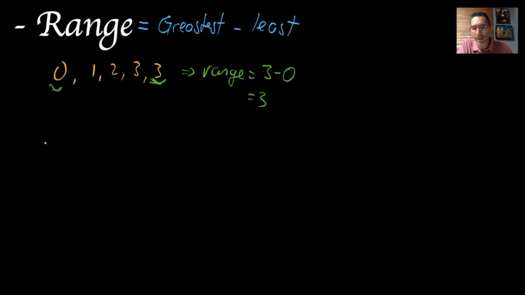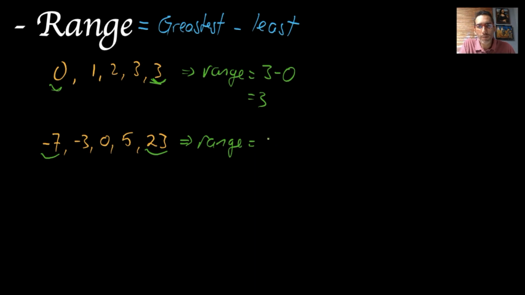Now, one of the other examples that we put together, we had -7, I think -3, 0, 5, and 23, if I'm not mistaken. The same thing. The greatest number, 23. The smallest, -7. We apply the definition. Range is going to be the greatest number, that in this case is 23, minus the least number. Pay attention here. The least number is negative 7. So the greatest minus the least, whatever the least is, positive or negative. So if we solve this, you know that minus and minus is plus, so the range here is actually 30.